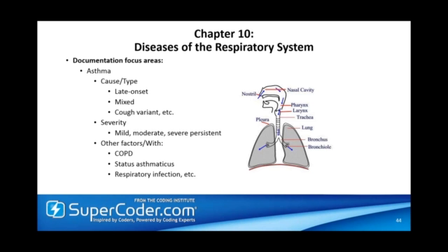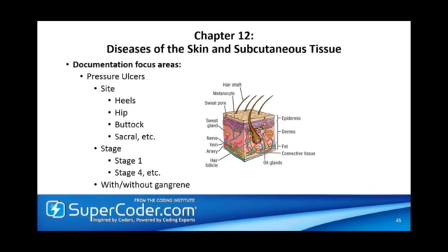Documentation of pressure ulcers is another area that will need specific details to be included in the provider documentation. You can find codes for pressure ulcers in Chapter 12, Diseases of the Skin and Subcutaneous Tissue. Make sure that the site of the pressure ulcer is documented. The documentation should indicate if the ulcer is present in the patient's heel, hip, buttock, or another location.